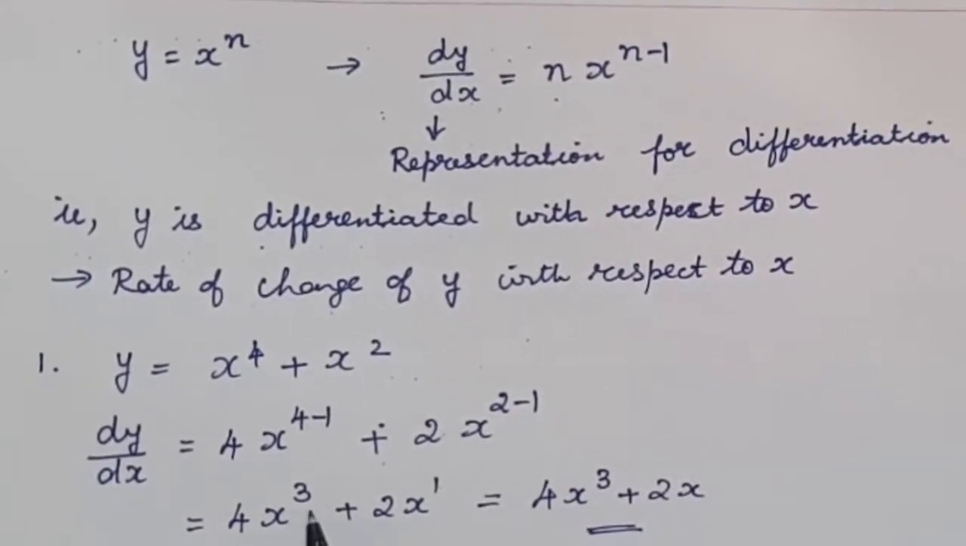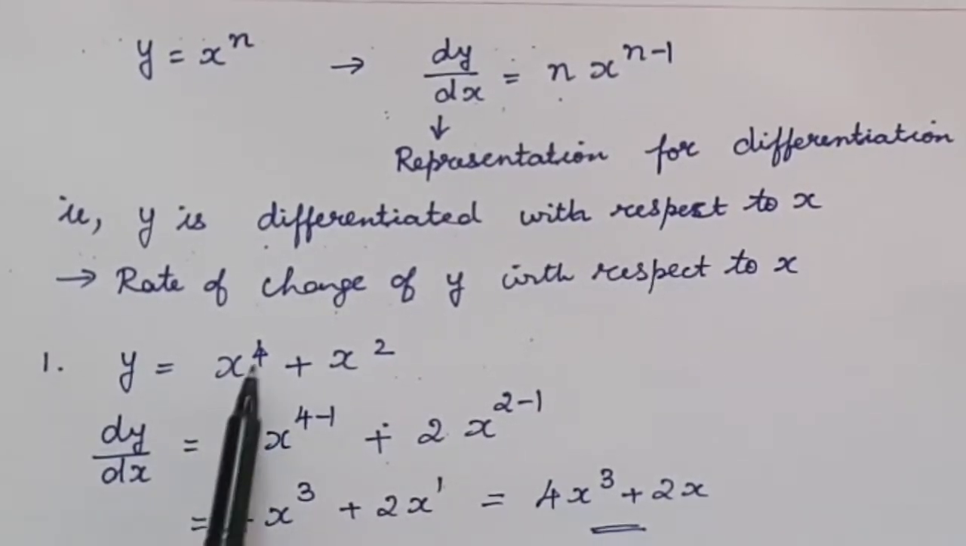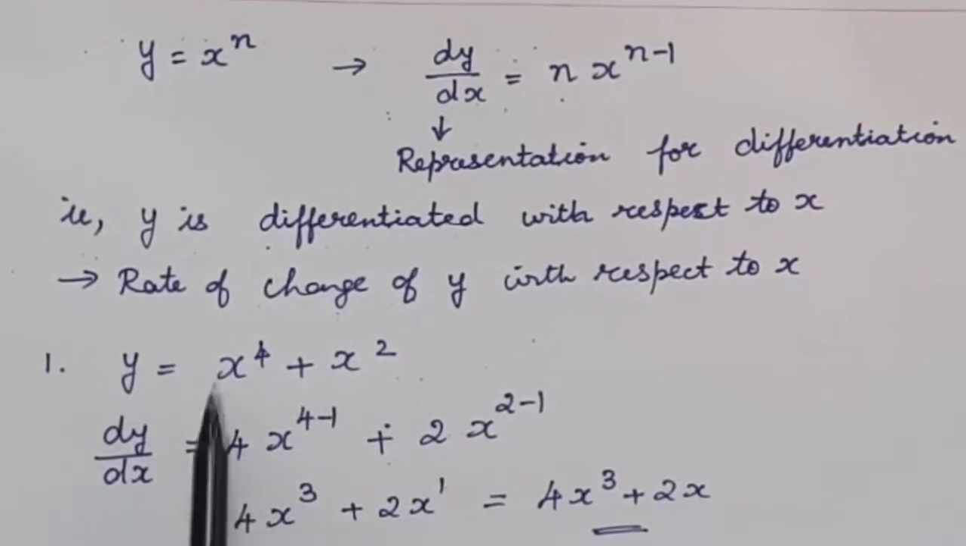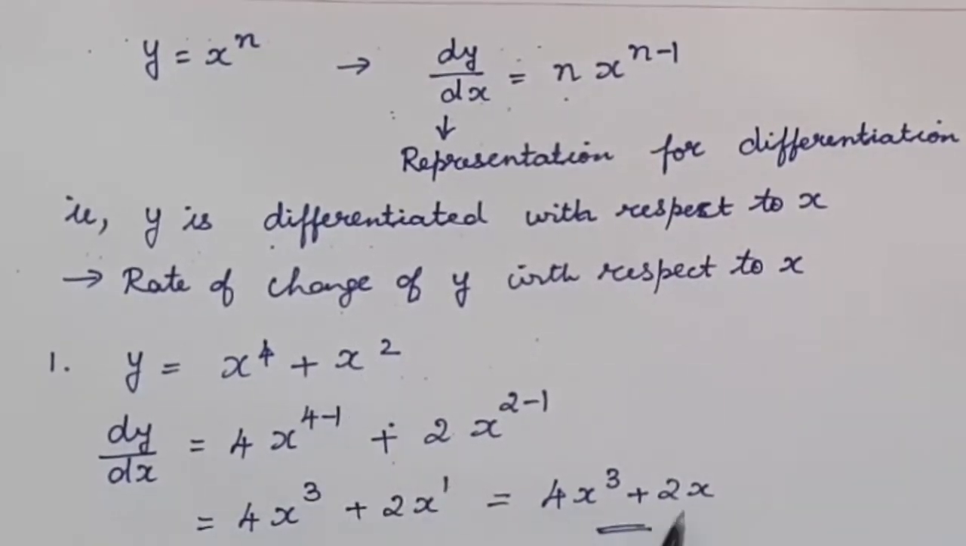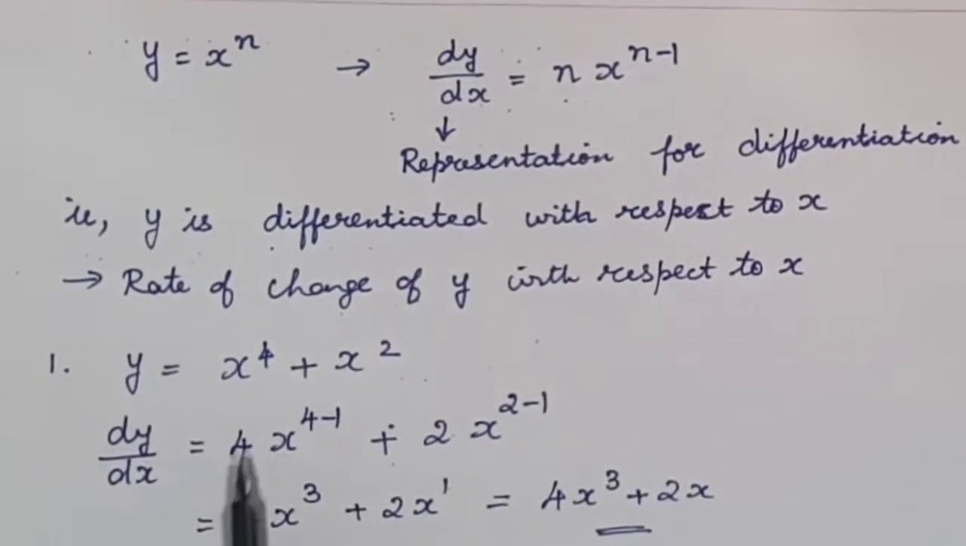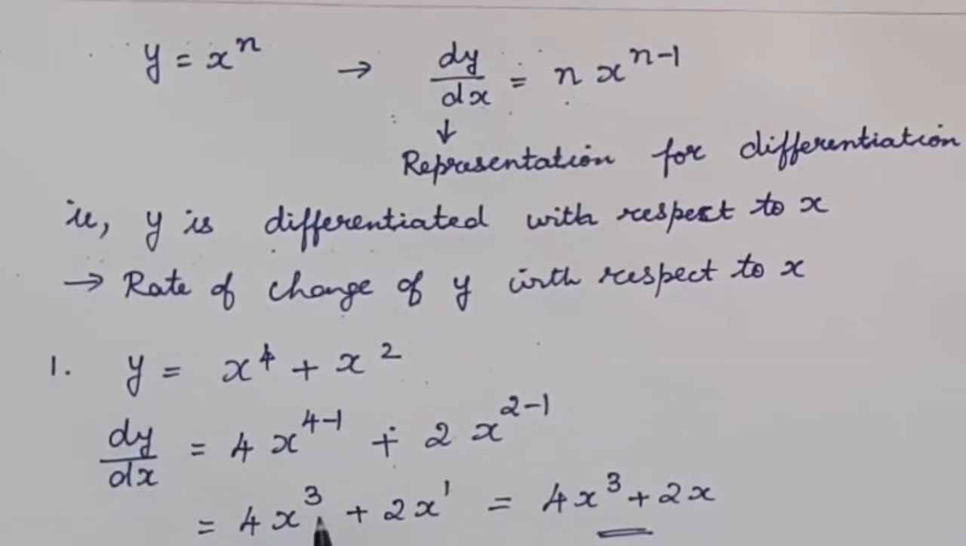So in simple terms, the power has to be taken forward and then the power reduced. See, this is 4x cubed. Then this is 2, reduce the power by 1, so it is plus 2x. So always remember in differentiation, we have to take the power in front and reduce the power by one.